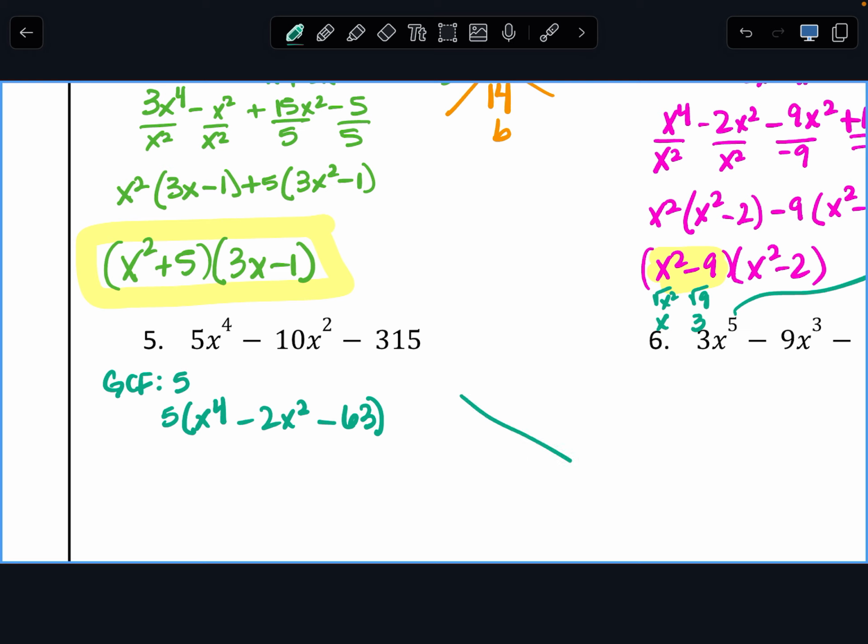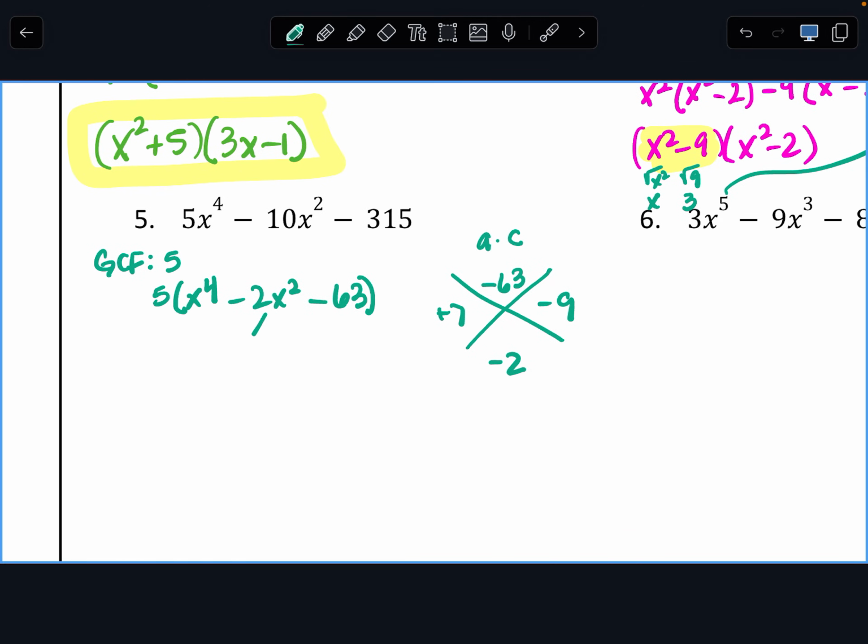And now I'm going to do the AC method, which is I needed to multiply to be negative 63. I needed to add to be negative 2. So that's positive 7 and negative 9. So positive 7x squared minus 9x squared. So that's 5 times x to the 4th plus 7x squared minus 9x squared minus 63. Can divide this by x squared, divide this by negative 9.